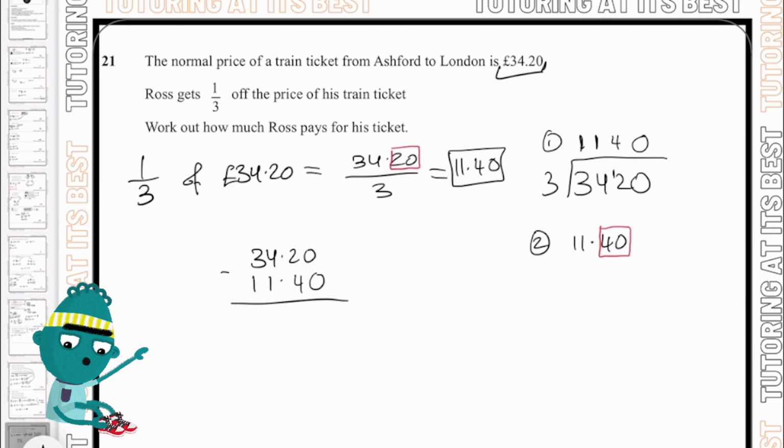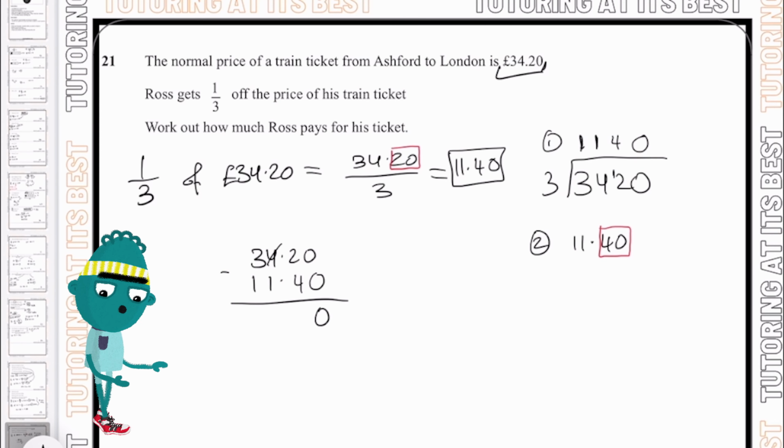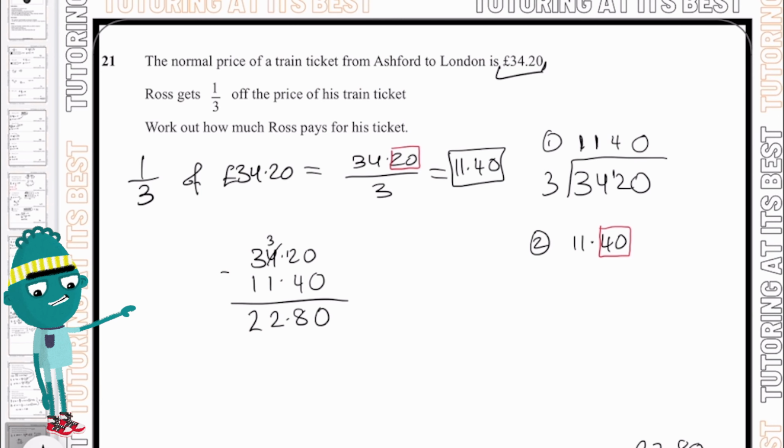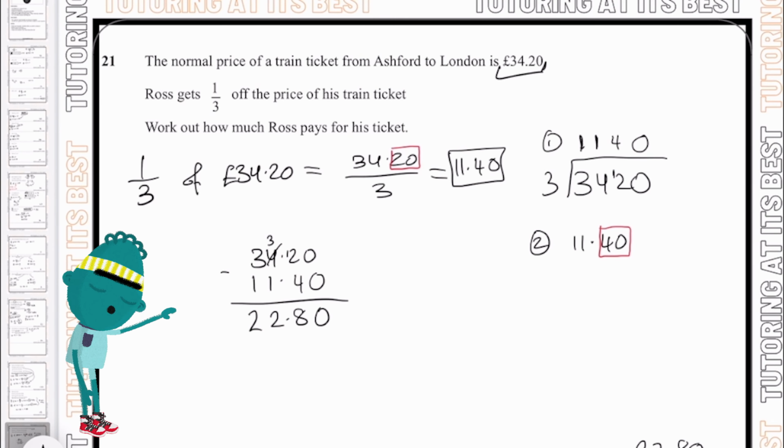So again, we've got 0 for that point there. Again, we cannot do 2 take away 4, so I'll borrow from the 4, and we'll do 12 take away 4, which gives us 8, 3 take away 1, which is 2, and 3 take away 1, which is 2. So our overall price will be £22.80 after taking a third off the original price.